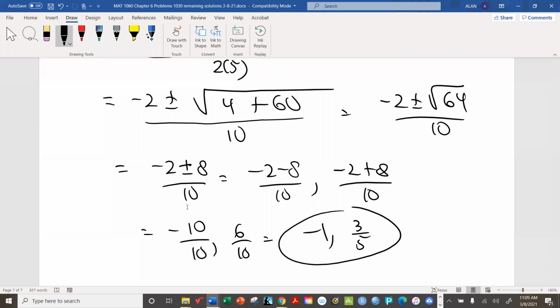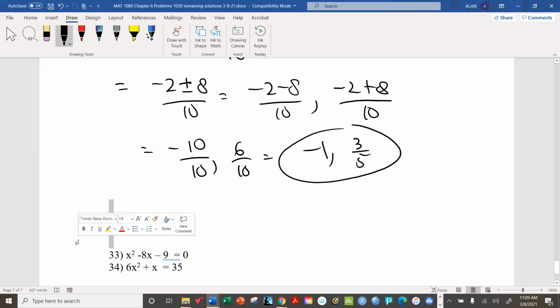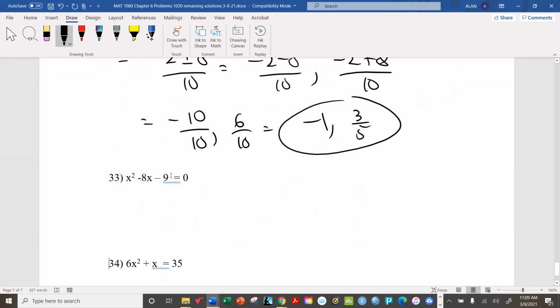All right, let's see what's next. All right, now this one is already in the correct form. So note that A equals 1. There's an implied 1 in front of that x squared. B is -8, and C is -9. All right, beautiful. All right, so let's try this.